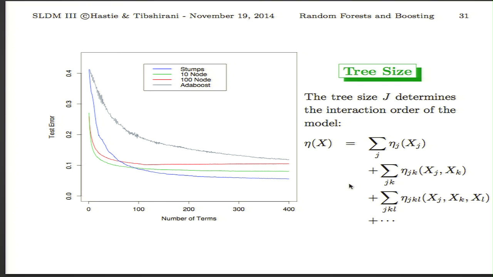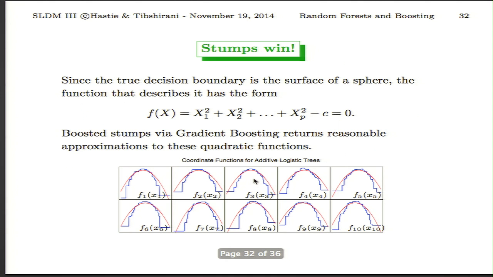Okay? So I bet you all know this by now, but why did stumps do so well on the nested spheres problem? Well, the decision boundary for nested spheres is the surface of a sphere. And that's just a simple additive quadratic equation that describes the surface of a sphere. And stumps fits an additive model. And in fact, if you collect all those terms, they sure look like quadratic functions for each coordinate, right?